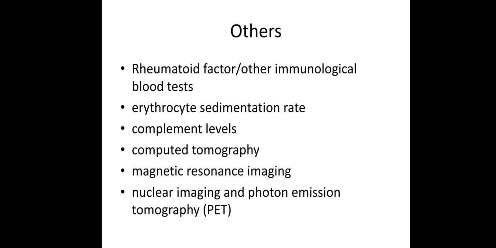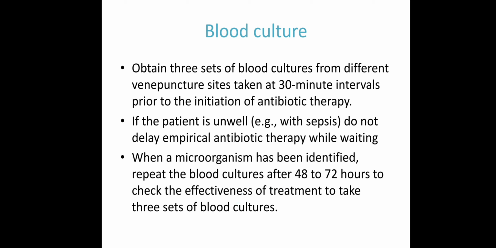Other tests which we can do in a patient with infective endocarditis are rheumatoid factor or immunological blood tests, ESR, complement, CT, MRIs, and PET scans. CT and MRI can give us a clue about the embolic phenomena as well. If someone has an embolic phenomenon, such as a stroke because of the vegetation, they're helpful in diagnosing that. Okay, importantly, as I said, blood culture.